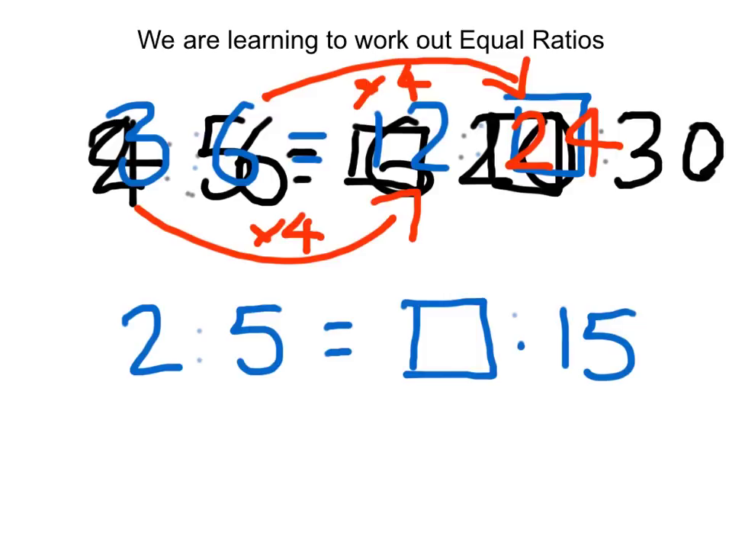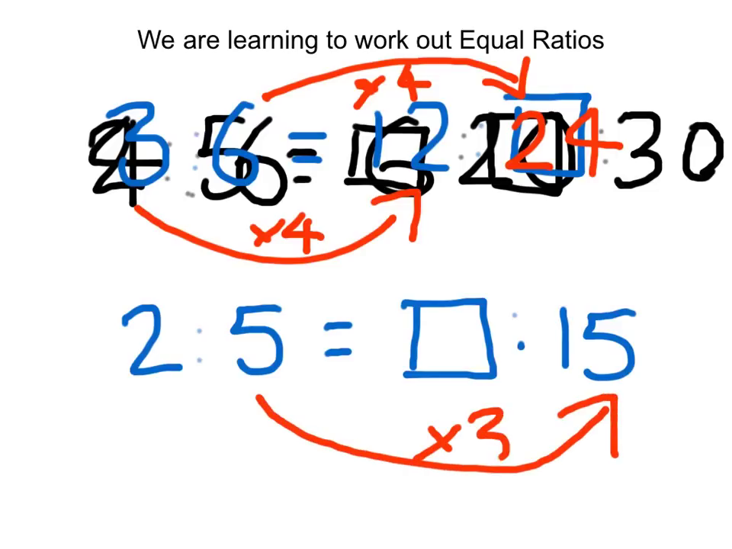The bottom one, the ratio 2 to 5, we start with the 5 because that's the one that we know got to 15. How do we get there? Well, we timesed it by 3, so therefore 2 times 3 equals 6. The ratio 2 to 5 equals 6 to 15.